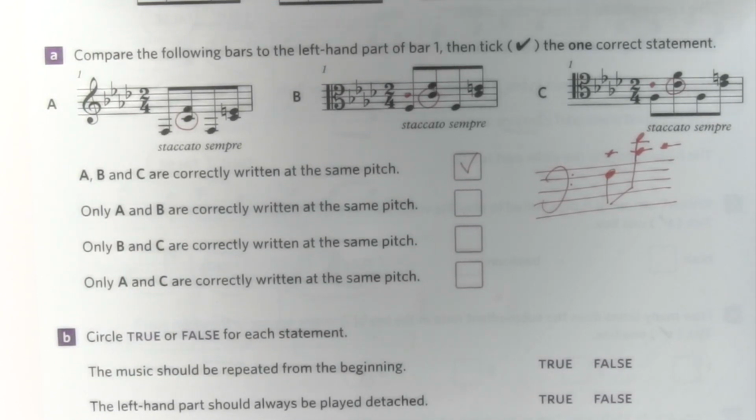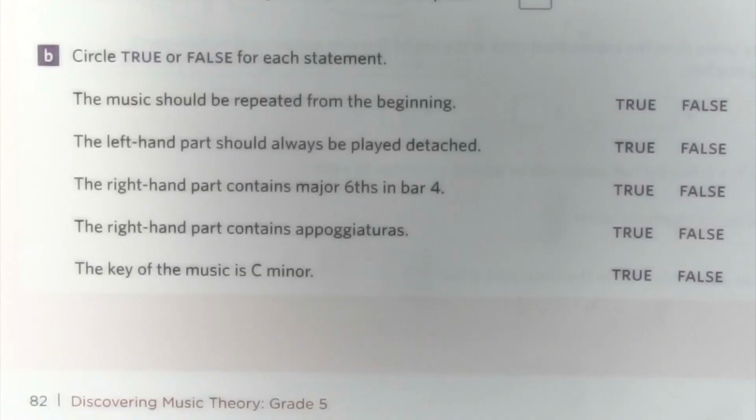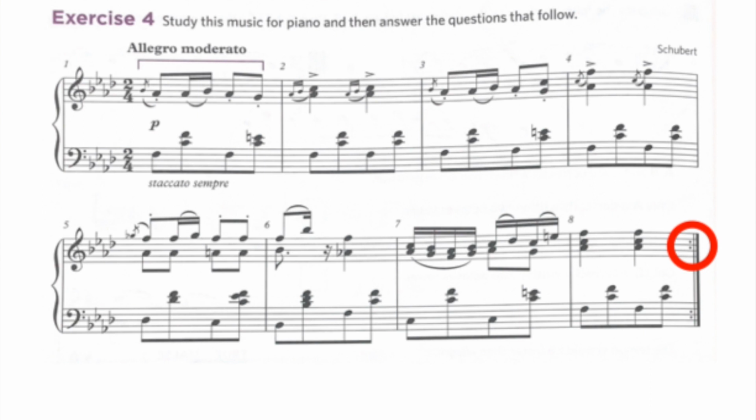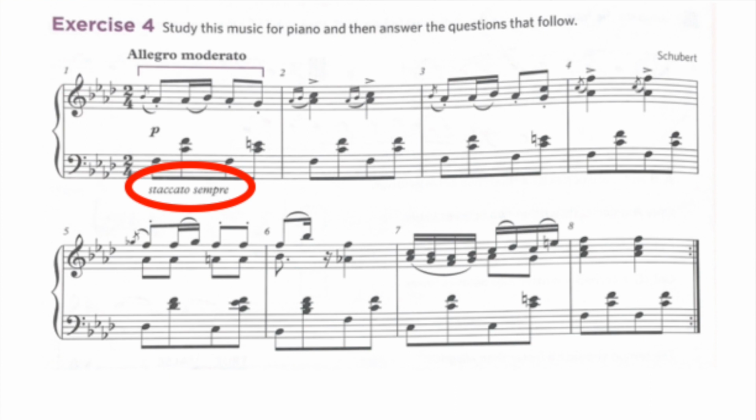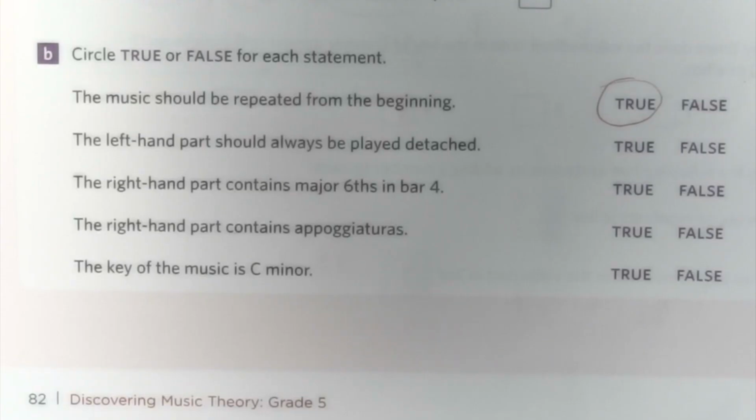Okay, now the questions relating to the piece. The music should be repeated from the beginning. Yes, because there is a repeat sign, the 2 dots before the final bar line. The left-hand part should be always played detached. Yes, because it's written underneath the first bar, left hand, staccato sempre. That means always detached. Staccato, detached. Sempre is an Italian word for always. So true.